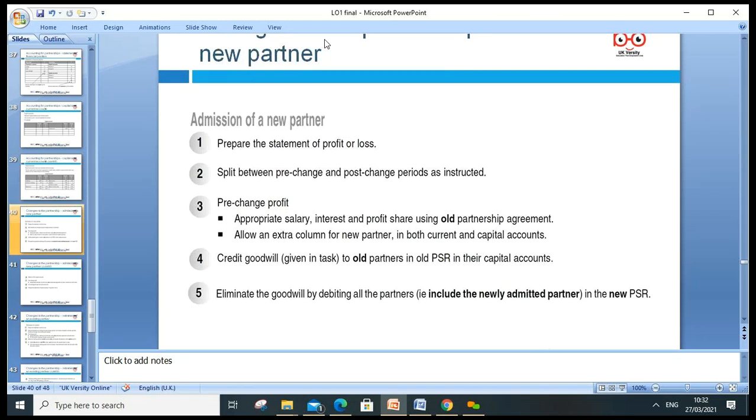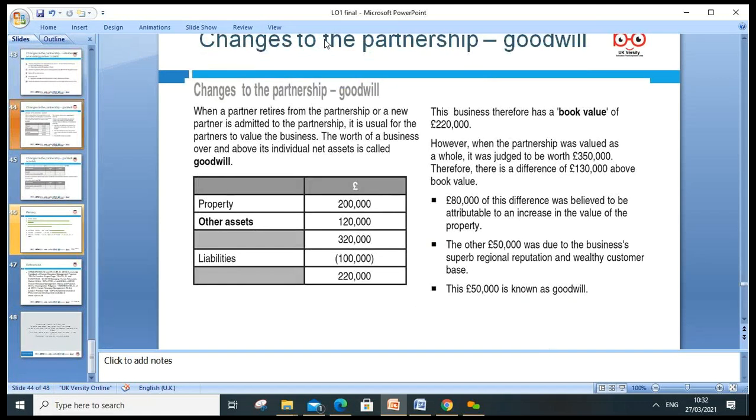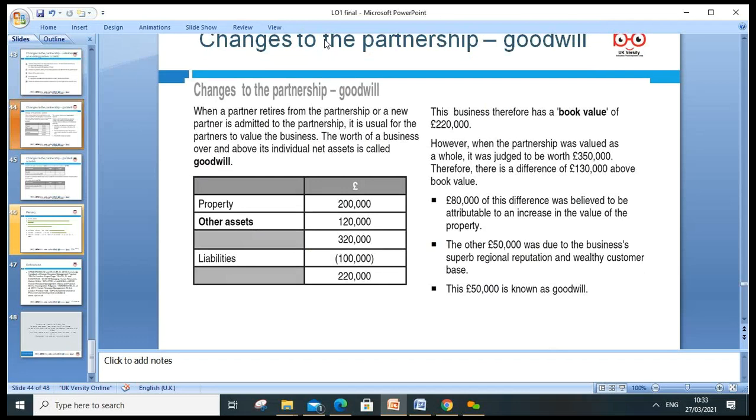We can add new partners, we can make adjustments, and we can make retirement of partners. If a new partner comes in, we have to revalue the assets and the goodwill. We can create goodwill and we can eliminate goodwill.